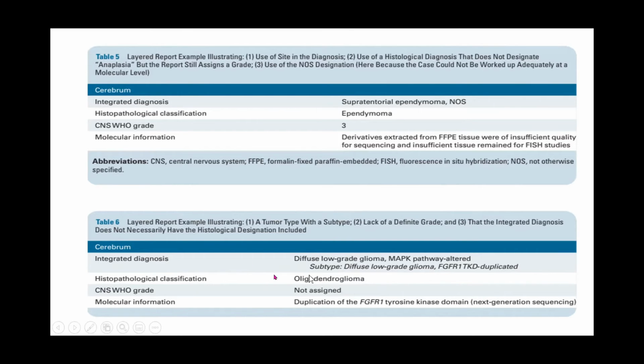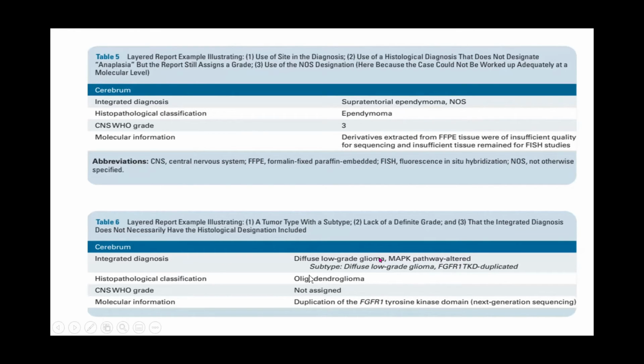And then you just simply call it, if it is a child, diffuse low grade glioma, MAP kinase pathway altered. That is, you do not have the other alterations for oligodendrogliomas. MAP kinase pathway altered, and give it its subtype based on what kind of MAP kinase pathway alteration is seen. That is FGFR or other subtypes.